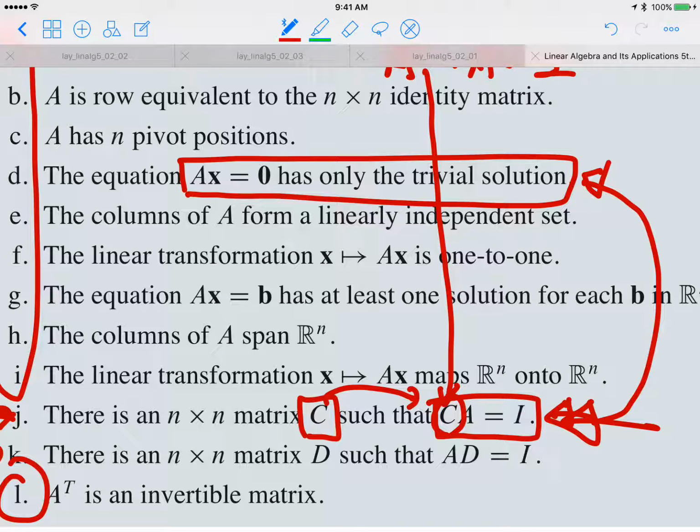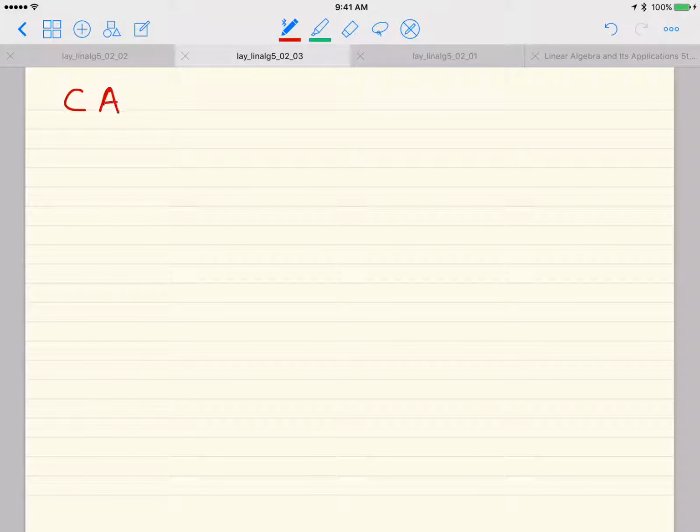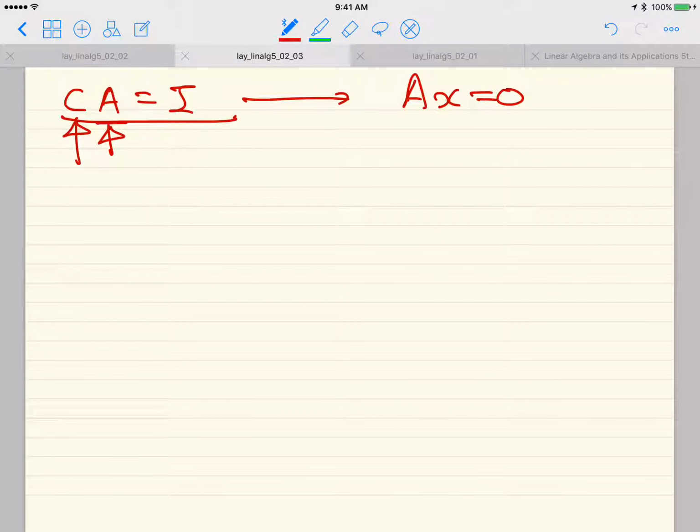So how can we prove that? So in short, if this is true, then this is also true. So again, C times A equals identity. We do not know whether A is invertible or not, but someone said there exists some matrix C that satisfies this, and then it will lead to this homogeneous linear system having only the trivial solution. Okay, how can we prove that? Okay, so the proof is as follows.